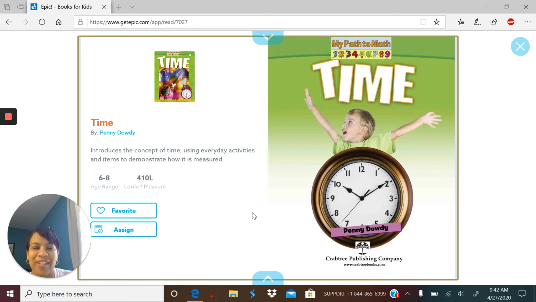Girls, it's Miss Harling. I wanted to share a book with you today because we're going to be starting something new in math. I know that you got your packets, and the first chapter that we're going to be doing is chapter 10 on time.